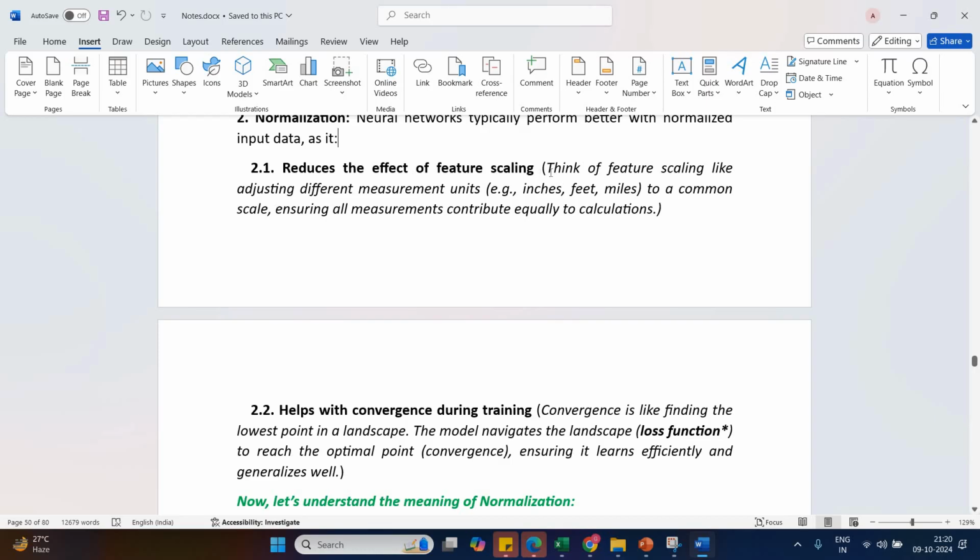What is feature scaling? Feature scaling is something like, if we have different units of data, like for one feature we have age, and the other feature is the income. The income is in the thousands, 80,000, 90,000. But in case of age, it is between 0 to 100. So the range of data for the age feature and the range of data for the salary feature differ a lot, right?